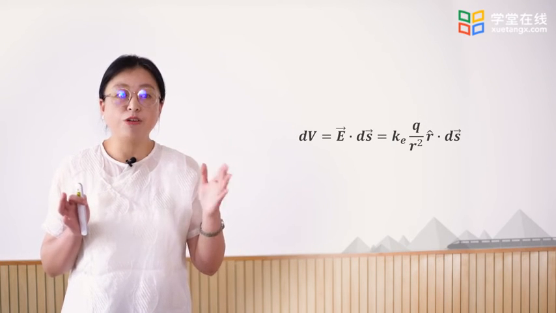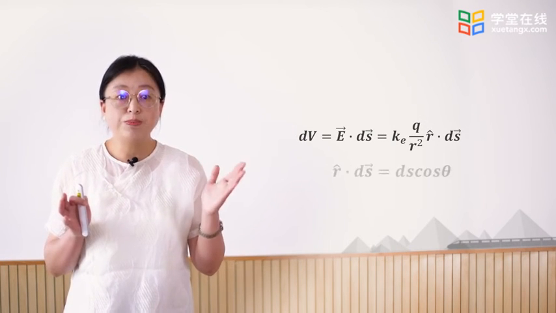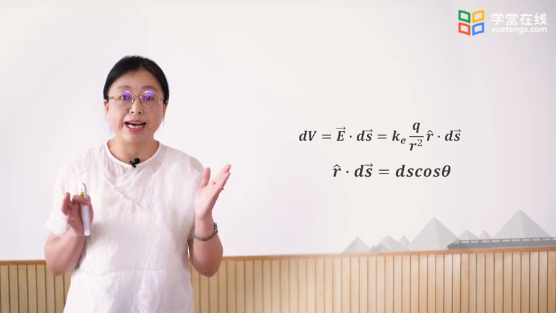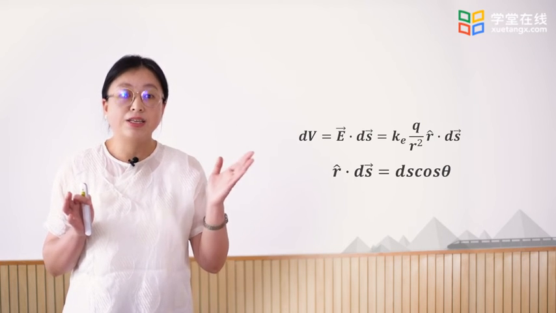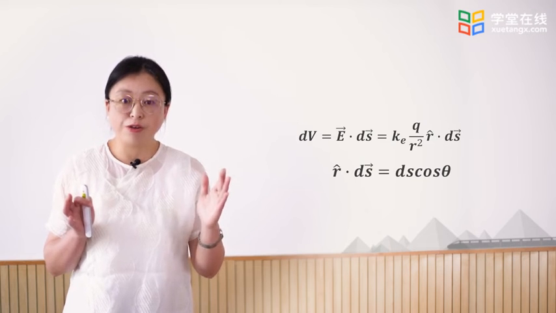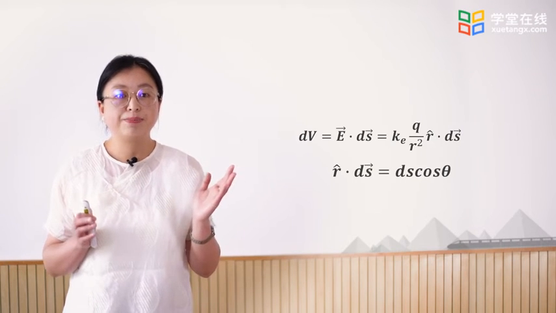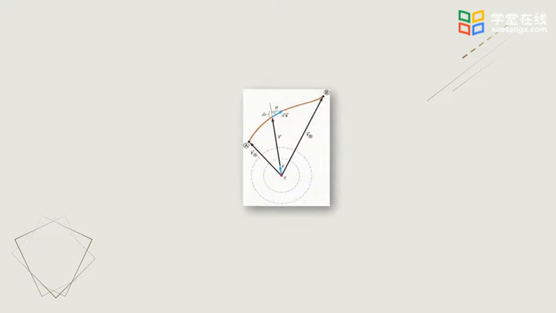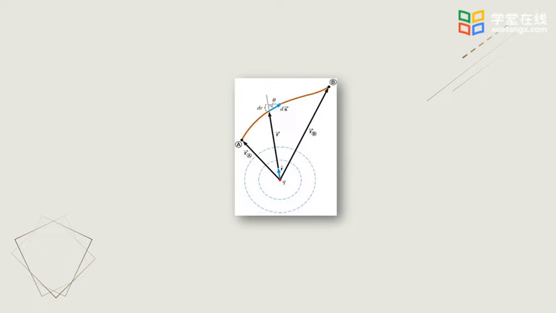Because the magnitude of r hat is 1, the dot product of r hat and ds equals ds cosine theta, where theta is the angle between r hat and the vector ds. Please look at this figure. We find that ds cosine theta is the projection of ds onto r. Therefore, ds cosine theta equals dr.